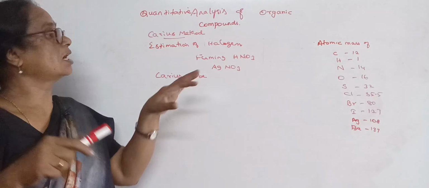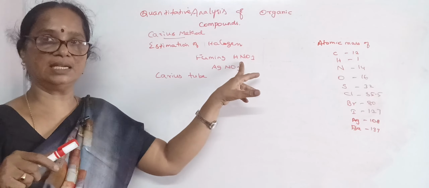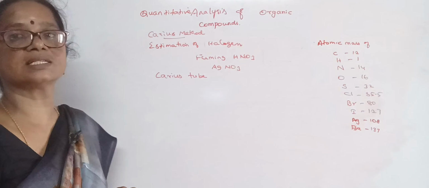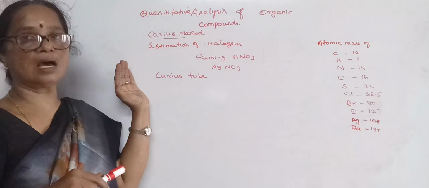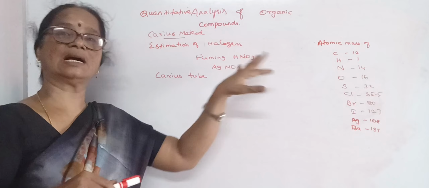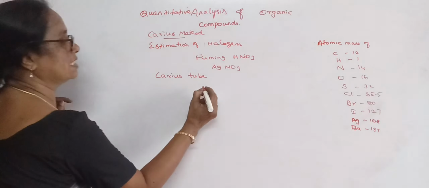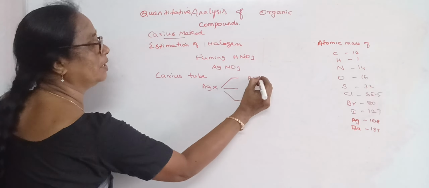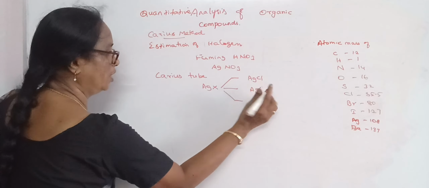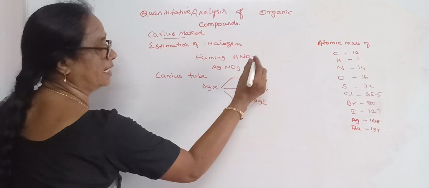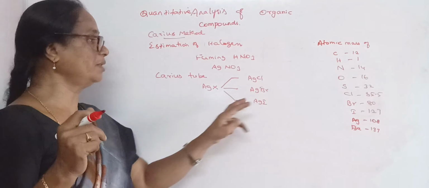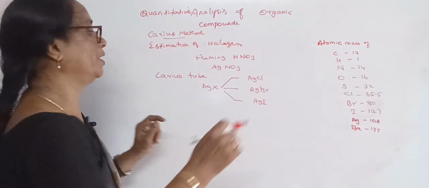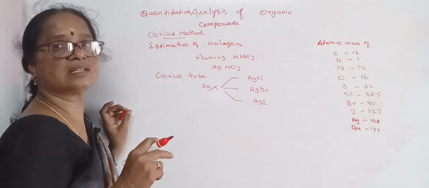In this, nitric acid is a strong oxidizing agent that oxidizes the carbon and hydrogen into carbon dioxide and water. The halogen present in the organic compound gets converted into the corresponding silver halide, AgX, which might be AgCl, AgBr or AgI. And we know the color of the compounds also. AgCl is a curdy white precipitate, AgBr is a pale yellow precipitate, and silver iodide is a deep yellow precipitate.